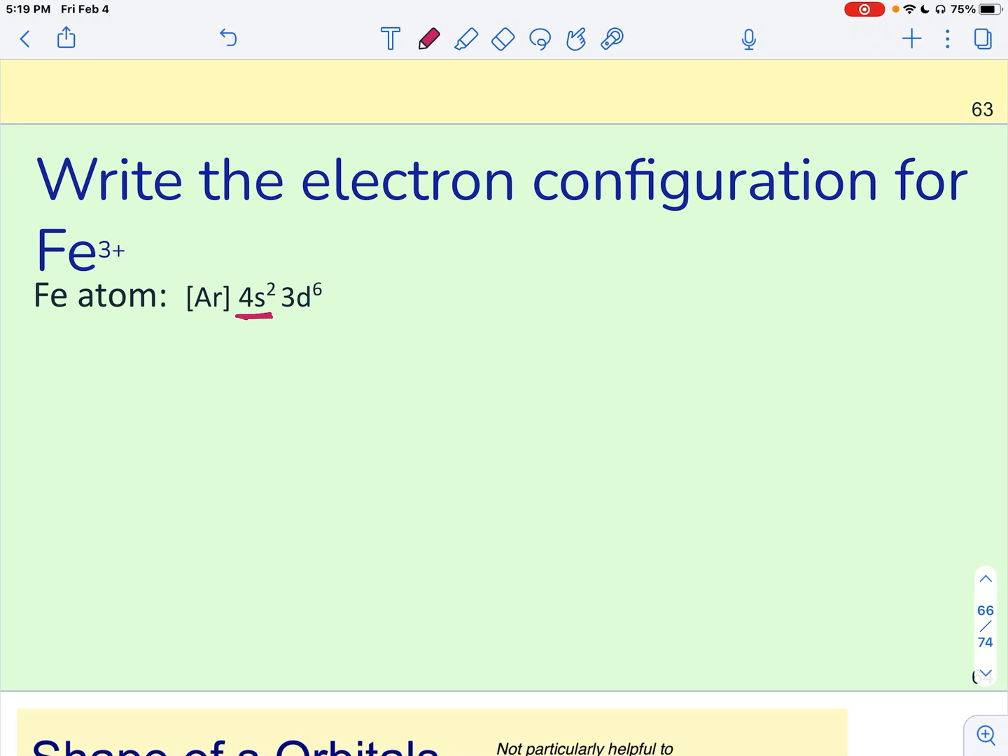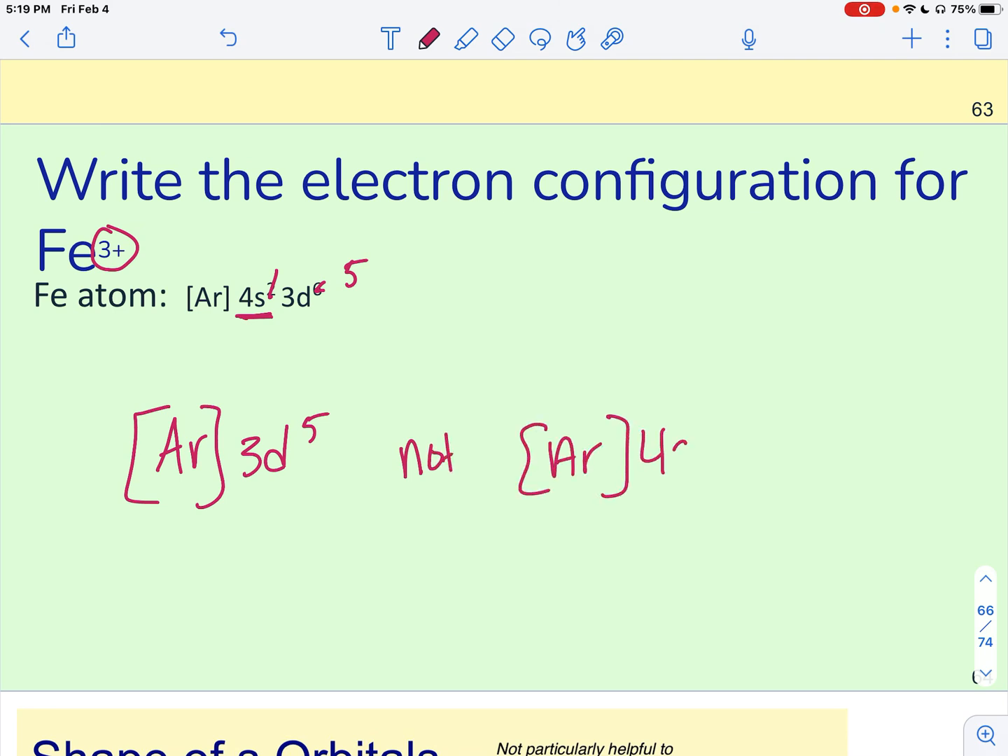You lose valence electrons first. So we need to lose 3 electrons. So we're going to get rid of these 2, and then we're going to get rid of one of those. So your answer is going to be that. When they're not main group, you have to make sure you're getting rid of the valence electrons first.